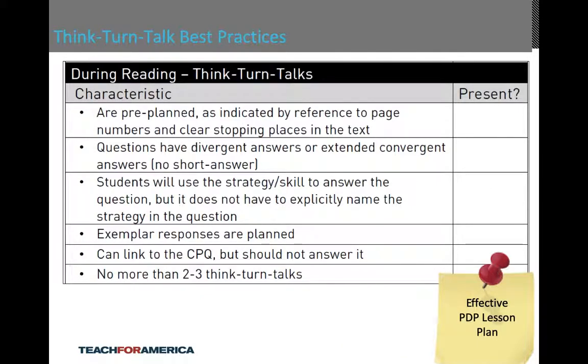With that in mind, I want you to look at our checklist for effective PDP lesson planning. What did you have in common with the checklist that you noticed from asking great questions? Or what do you notice that was different?